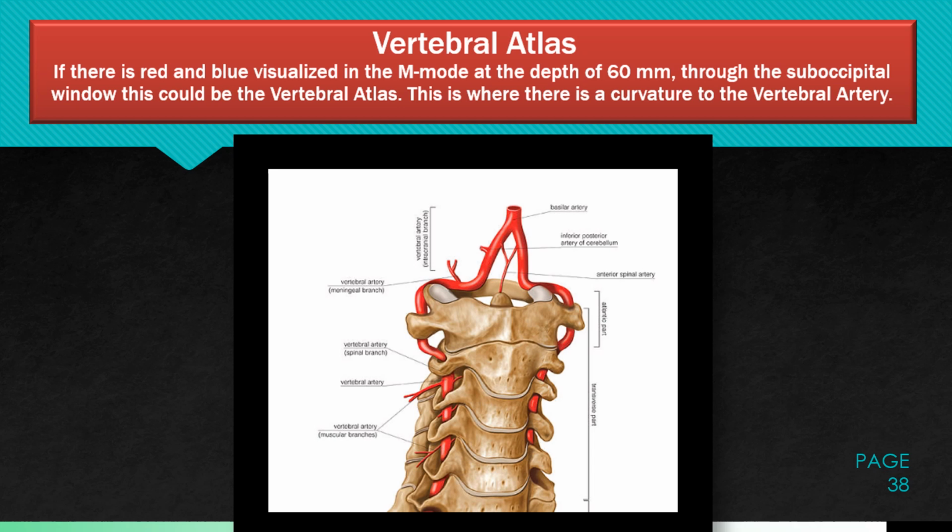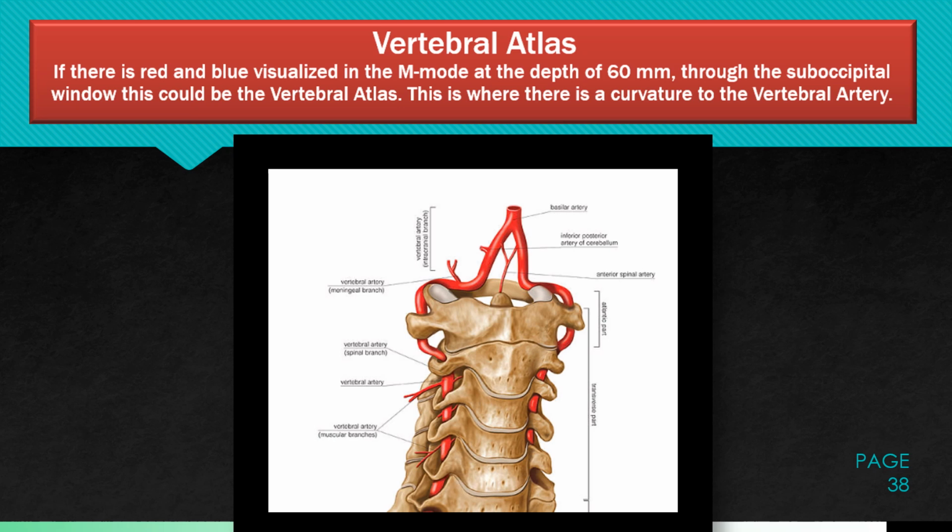As we mentioned, you will see blue in the M mode when scanning the vertebral and basilar arteries. Just one point to be aware of, because I have seen this on many occasions. When you are scanning posteriorly in your suboccipital window at a depth of 60 millimeters, you may see red and blue at this location.